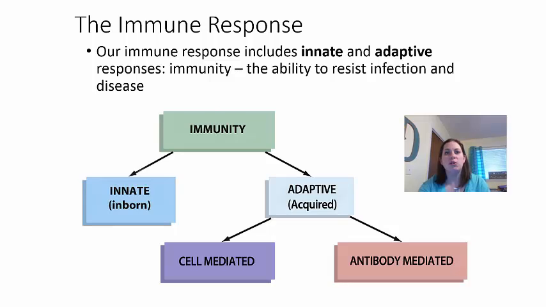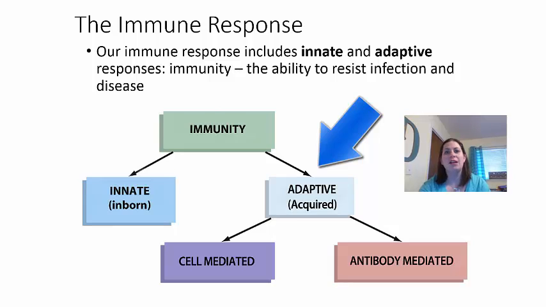So when we look at immunity, you have your innate immunity. This is what you're born with. Everybody is born with this type of immunity. So this is kind of like your first line of defense, like your skin, things like that. Then you have your adaptive immunity. Your adaptive immunity changes over time. As you're exposed to different things, it's going to adapt or change. And so that's what we're looking at here with the adaptive.